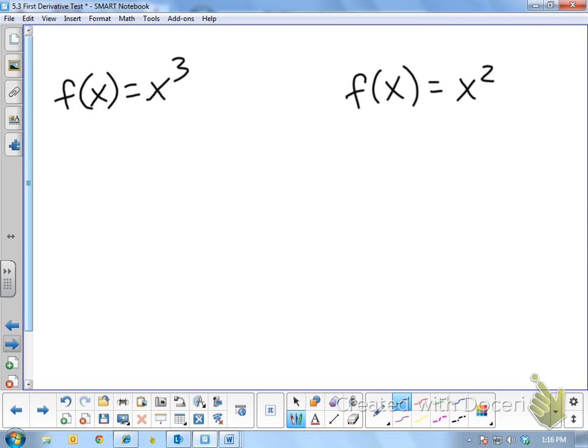Take the derivative, set it equal to 0. So I want you guys to do x cubed, you guys to do x squared, and you guys to do x cubed. So find where these two functions are increasing and decreasing. It shouldn't be super time consuming. We're just practicing this skill.